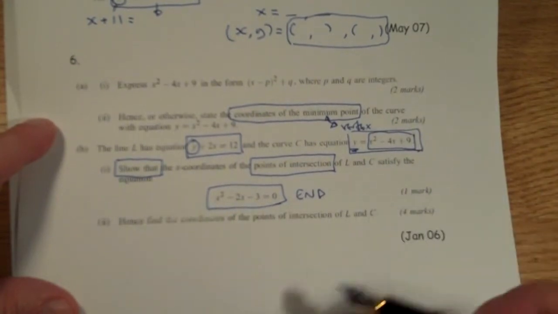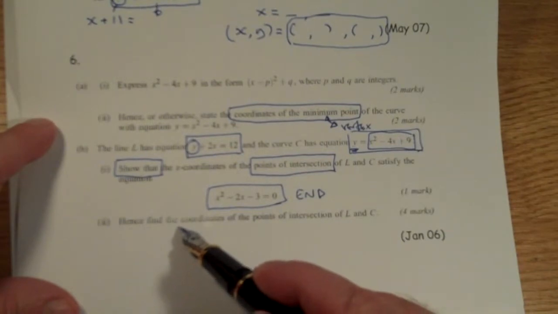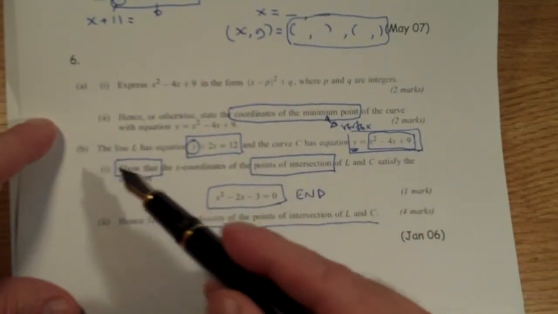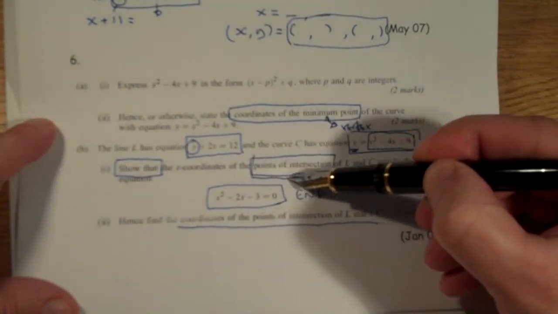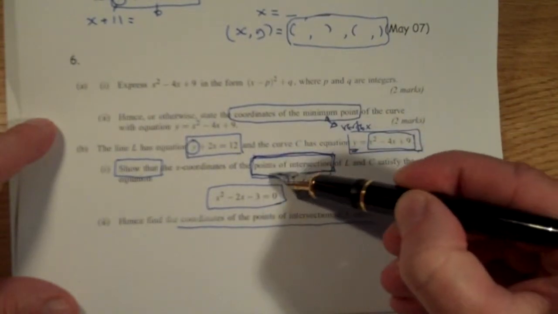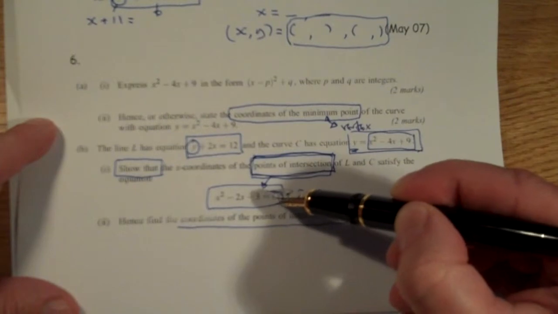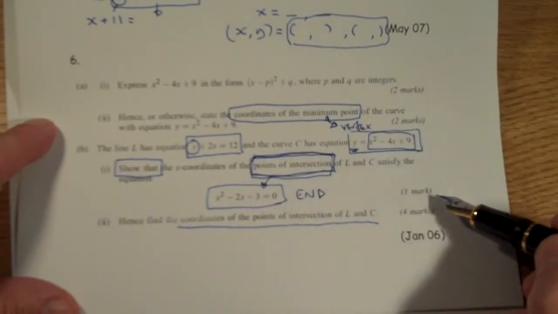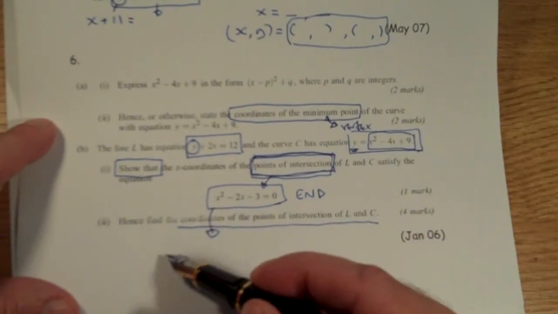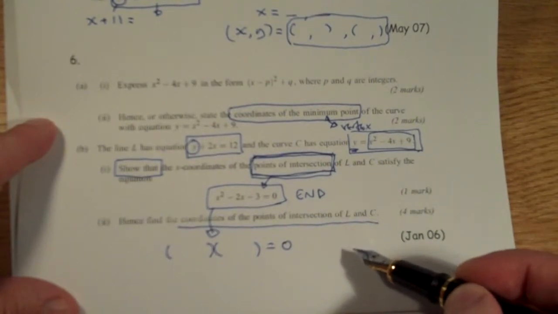In B1, that was worth 1 mark. B2 is 4 marks for finding the coordinates of the points of intersection of L and C. But part B was setting up an equation for the points of intersection. So even if you couldn't do part B, you know the points of intersection are the solutions, or come from the solutions to this quadratic equation. So even if you didn't get that 1 mark, you're going to get these 4 marks, because you're going to take that equation, you're going to factorise it, you're going to solve it, you're going to have 2 answers for x.